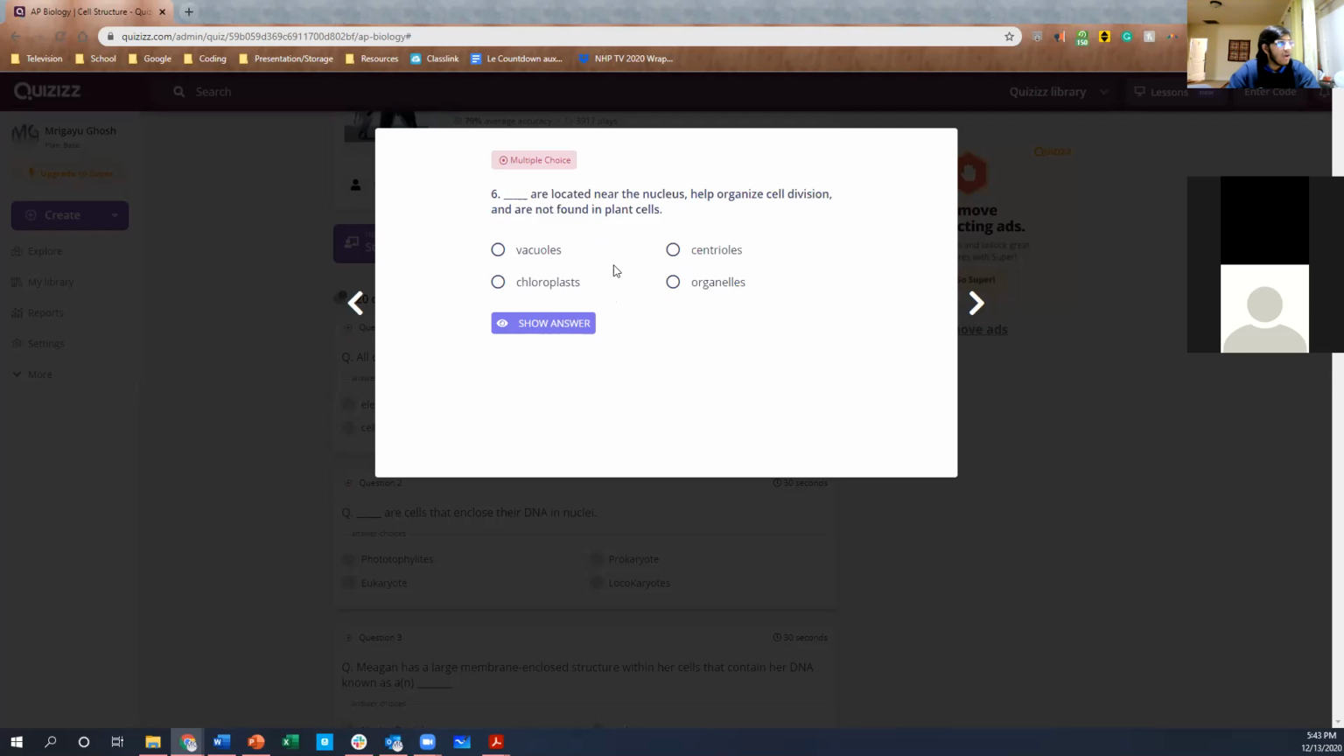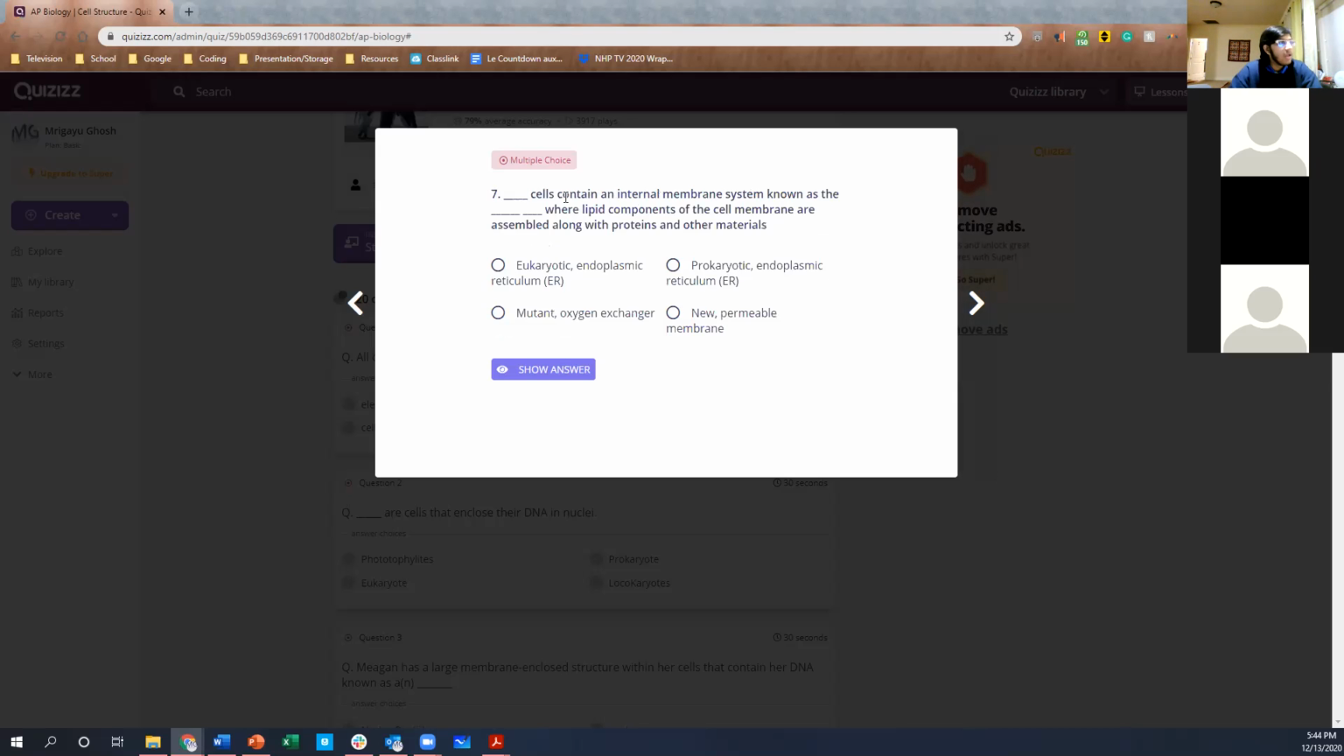Okay. Blank are located near the nucleus, help organize cell division, and are not found in plant cells. So which of these are not in plant cells? We actually recently learned about this. Hiba, do you want to try this one? Centrioles? Yep, centrioles, exactly. Because a centriole is a type of MTOC. It's a type of microtubule organizing center. And remember, plant cells don't have centrioles, but they do have some other type of MTOC.